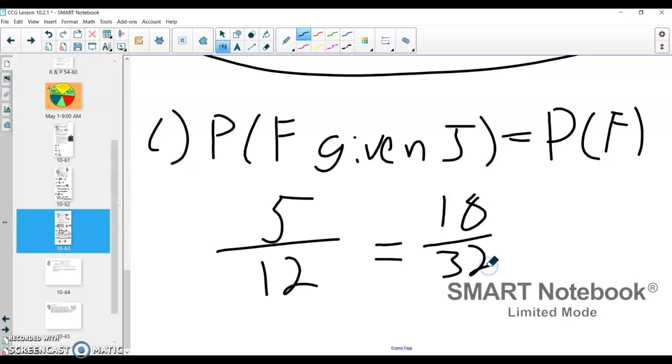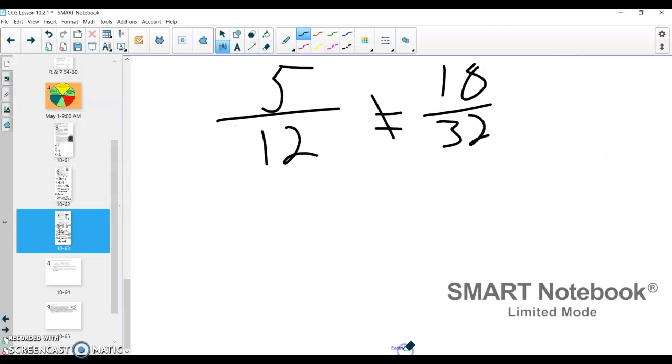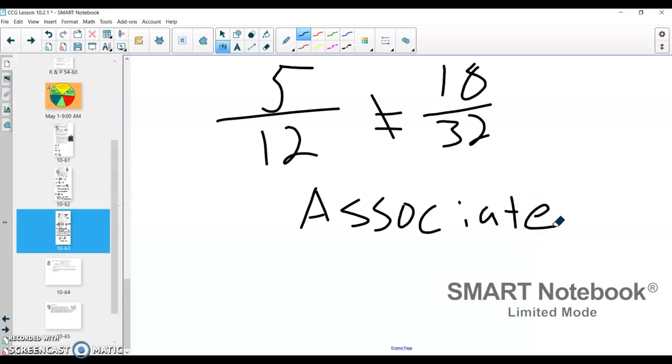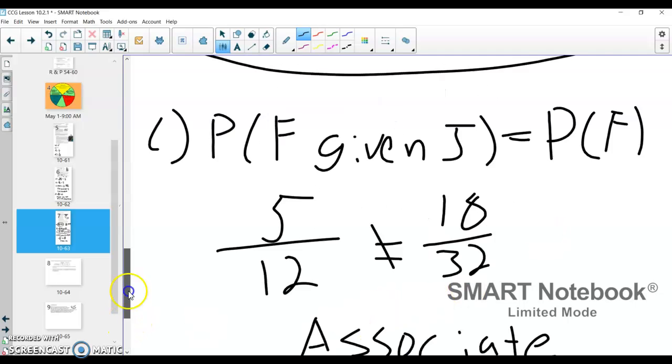I'm thinking about trying to reduce this down, but in my head, I don't think there's any way to reduce this down to make these equal to one another. So these are not equal, which means they are associated, which means that there is some kind of association between wearing jeans and being female. It's not equally likely to happen.